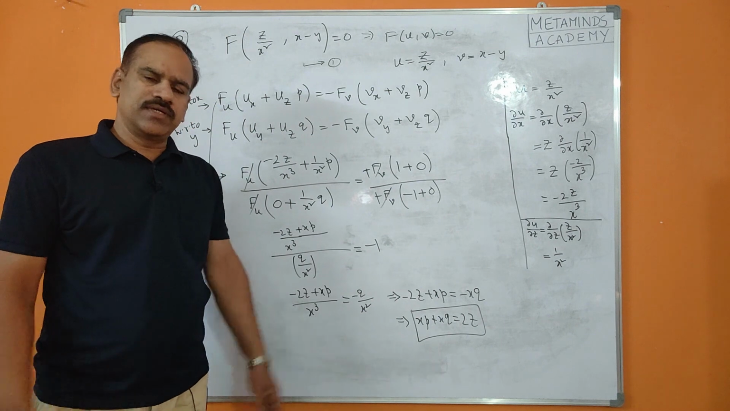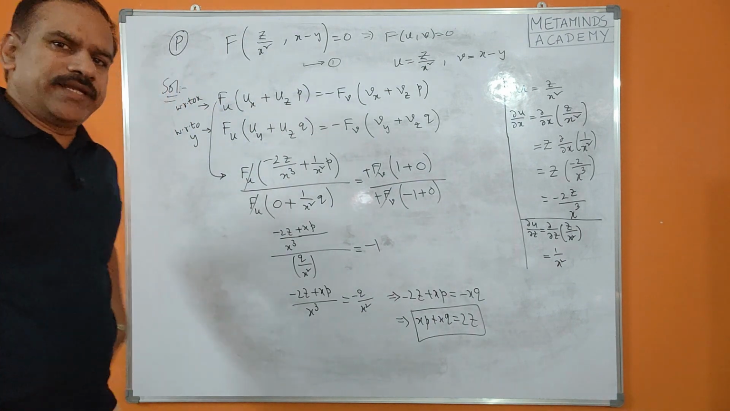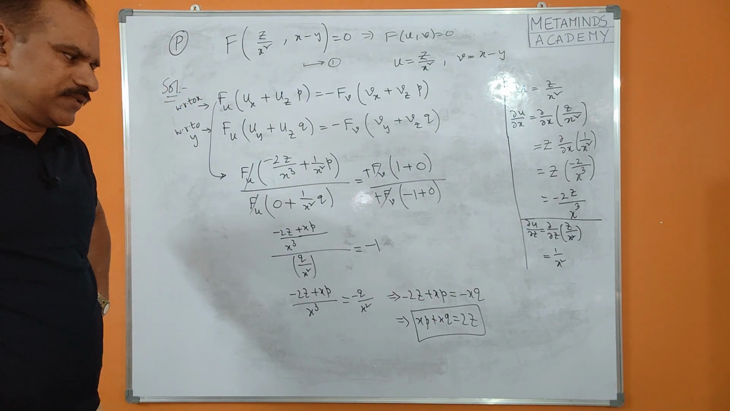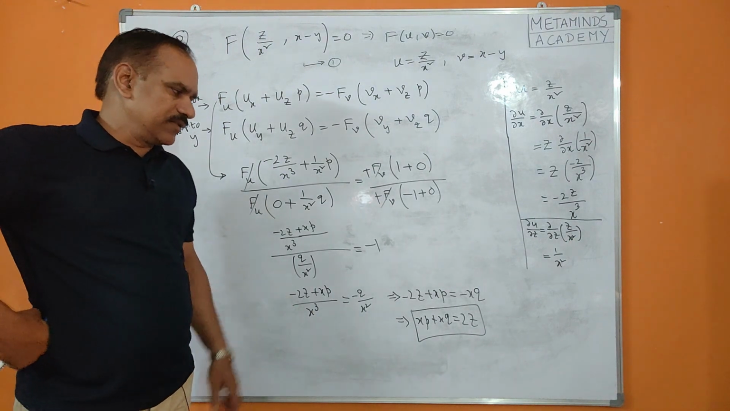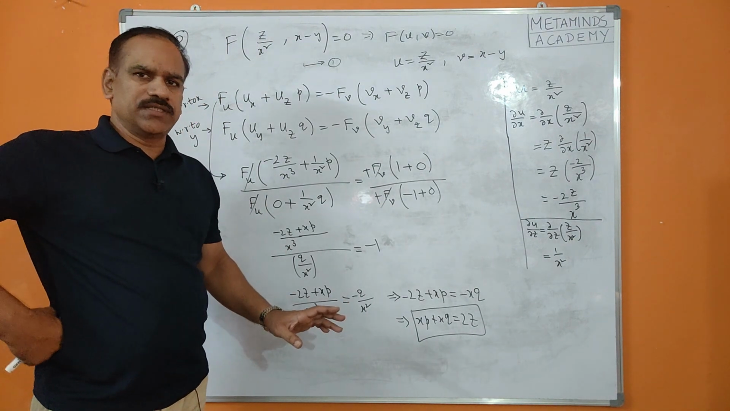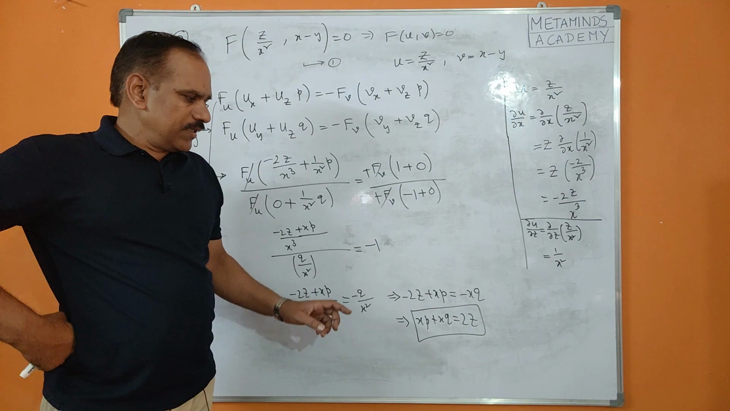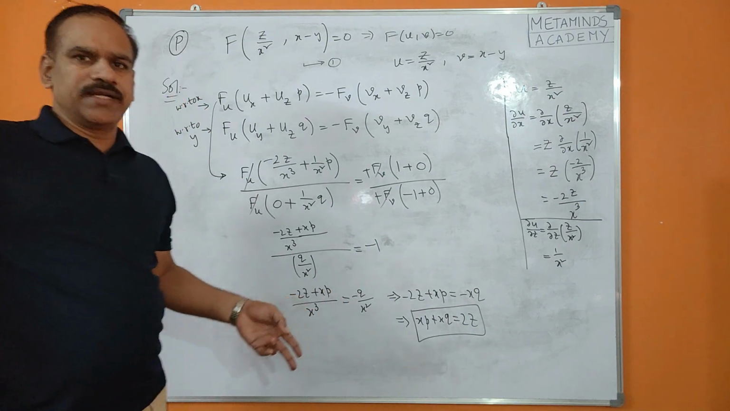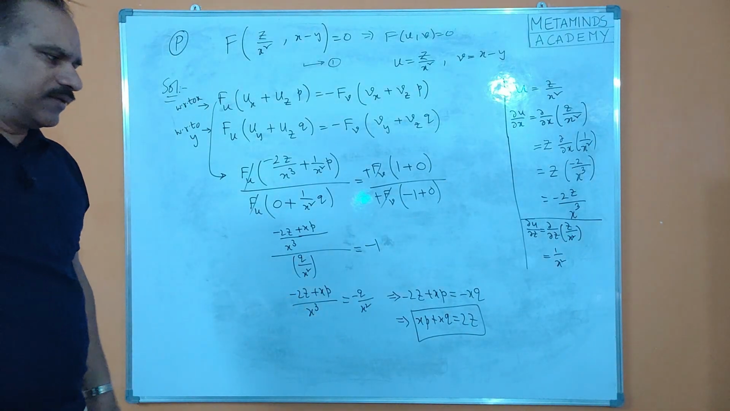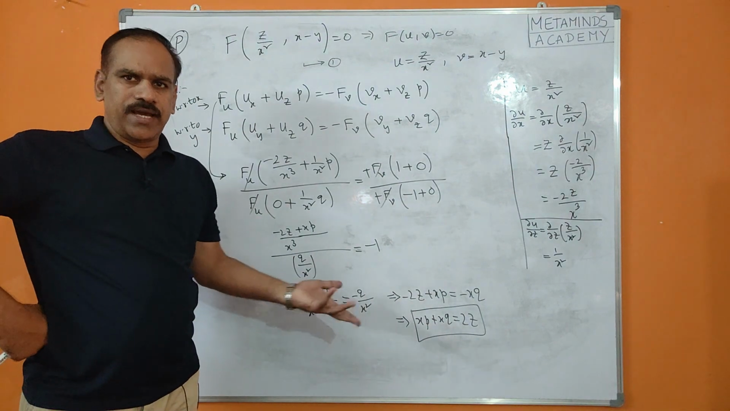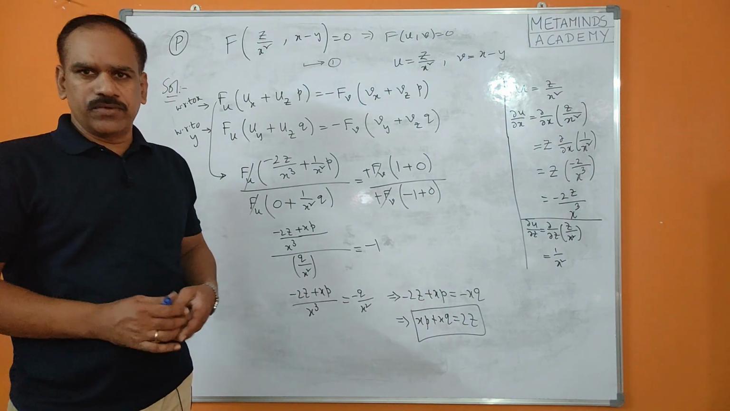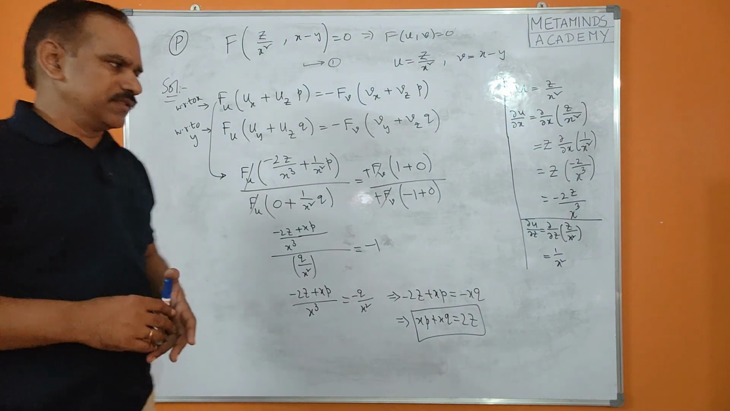So this is all about eliminating arbitrary functions. If you eliminate one arbitrary function, you will get a first order equation. Eliminate two arbitrary functions, you will get a second order. Like that, you may have higher order also, if you want to eliminate more arbitrary functions.